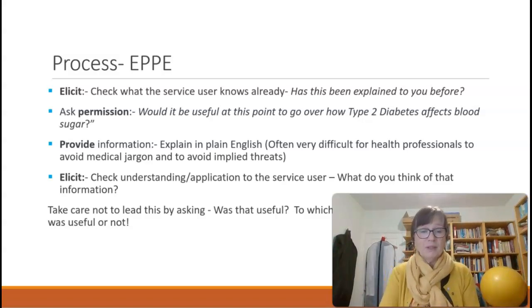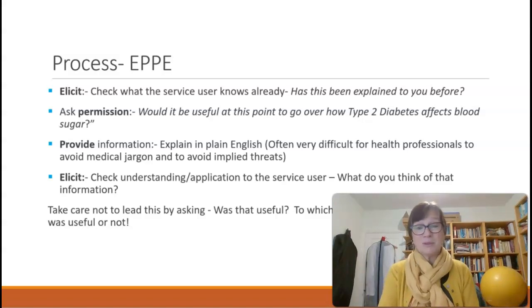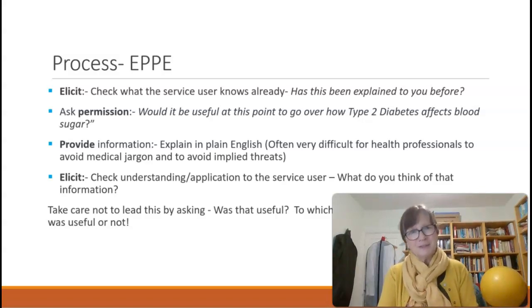Then ask permission. So, would it be useful for me to go over what type 2 diabetes is or how it affects your blood sugar? So you're asking permission and making sure that the service user is happy for you to explain, because sometimes people don't want the explanations that we think they should have. So after eliciting, we ask permission. And provided we get that permission, do check that they're saying yes, that'd be great, or yes, please, or nodding, something that gives you permission. Don't just go straight into it.